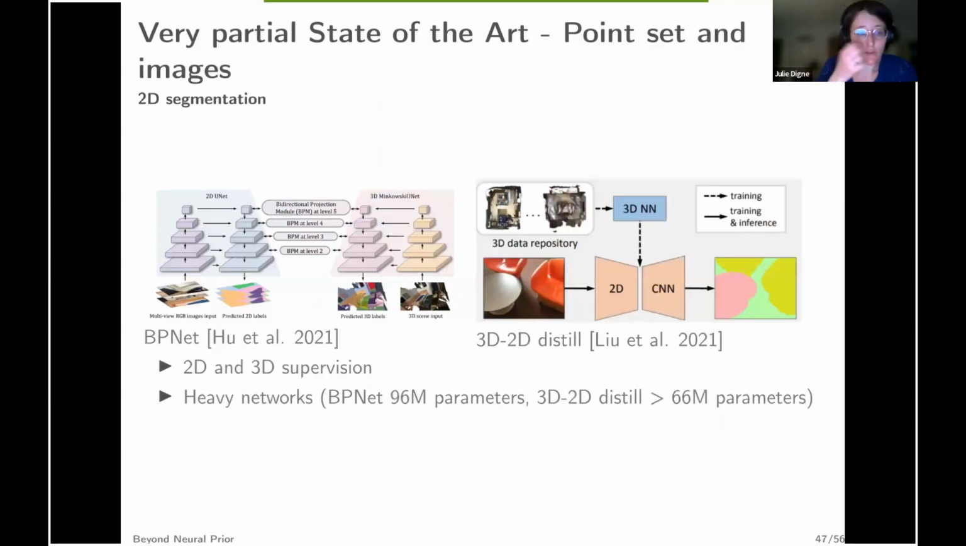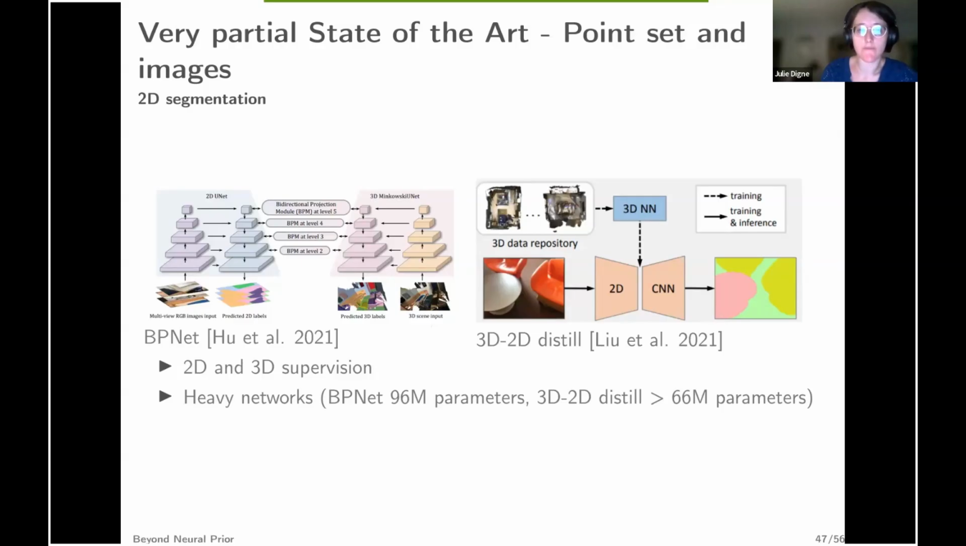You can also try to work on 2D segmentation directly, as we will do. And two of the most interesting methods, I think, are BPNet, which basically runs both the 2D data and the 3D data in different networks, and then exchanges information throughout the levels of abstraction. And there is also a very interesting work, which basically trains a 2D network to mimic 3D features to improve the 2D segmentation. Both use 2D and 3D supervision, and the issue is that you get very heavy networks. That's 100 million parameters for BPNet and above 66 million parameters for the other method. So it's actually quite heavy.